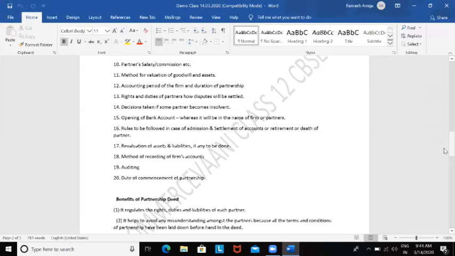Now, the method of recording the firm's accounts. Obviously, there will be a method for how you record it. You have the Partnership Act, but they will tell the method of how to do it. And auditing, if a partnership firm comes under audit purview. Audit means if your turnover, your sales, is more than 2 crore a year, then it has to be audited by a chartered accountant. That means your financials, the profit and loss and balance sheet, have to be audited by a chartered accountant.